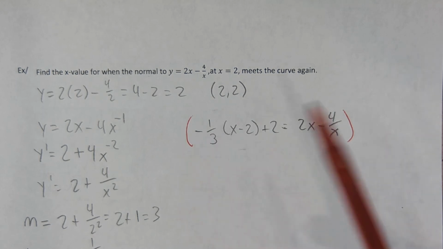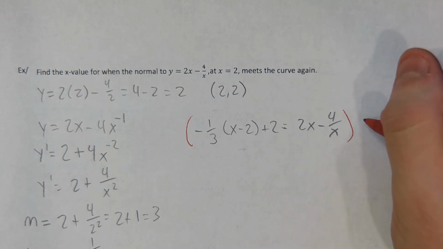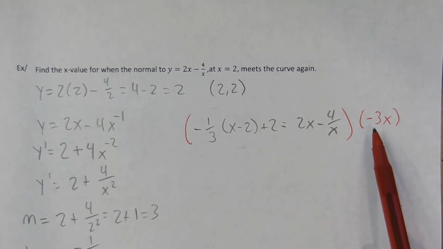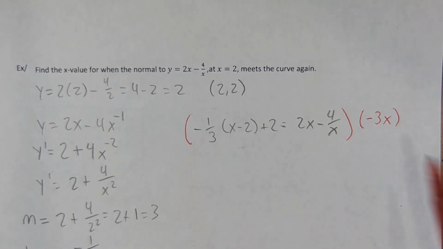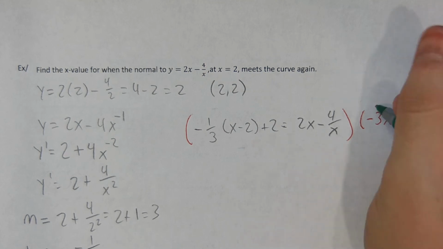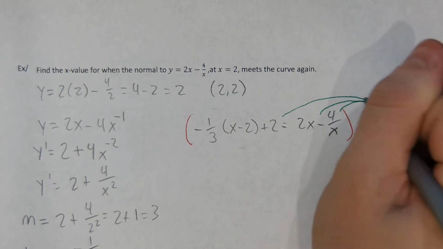And you know what? I also don't want this negative sign here. That's just a me thing. It wouldn't have mattered. You could have got the same answer regardless. So I'm going to multiply everything by negative 3x. I'm doing that because this negative and this negative will now cancel. This 3 and this 1/3 will now cancel. And this x and over x will now cancel. And I will have no fractions when I distribute this negative 3x to all of the parts.